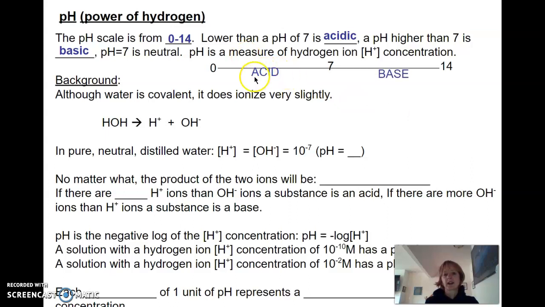Just to look at it from a chart perspective, you can remember this as acid: A starts earlier in the alphabet than B does. So acids have lower pH, bases have higher pH. And again, remember acid means there's an H plus, base means there's an OH minus.